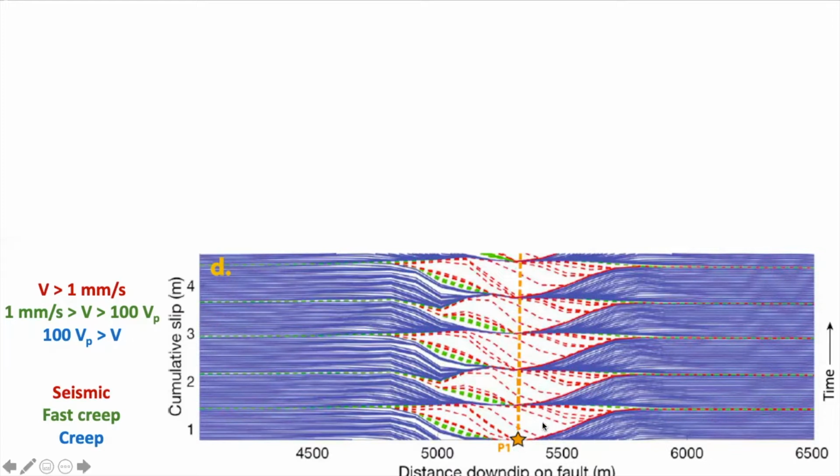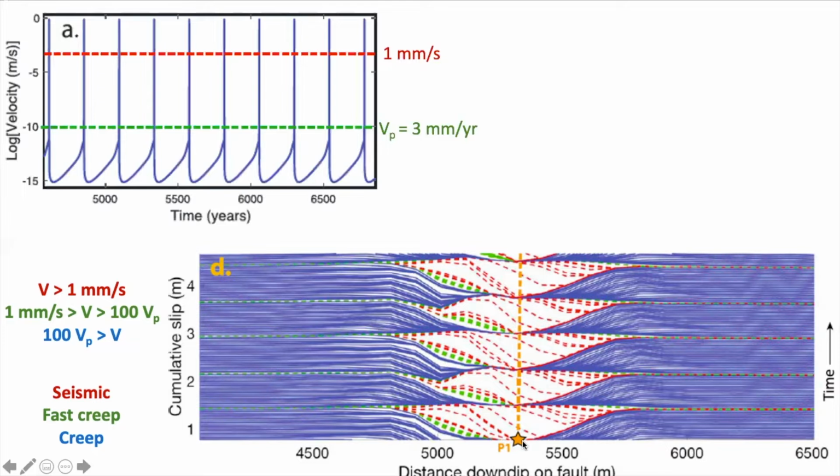So the red contours through here show the earthquake slip patterns. And finally, the green patches are the intermediate regime where the velocity hasn't reached seismic velocity, but it is significantly faster than plate rate. So for this model, we have a seismogenic patch about 1 kilometer wide with interseismic creep up dip and down dip of it. And now we can look at the slip velocity with time for the point shown by this orange star here.